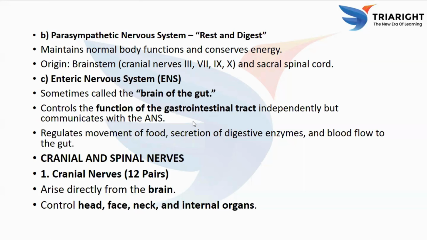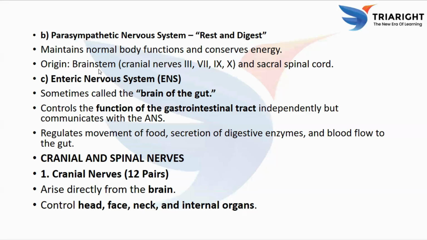Now coming to the enteric nervous system. This is a special network of nerves in the walls of the digestive tract. They can function independently, even without help from the brain or the spinal cord, but it works closely with the autonomic nervous system. So what are the functions of the enteric nervous system? They control the movement of food through the intestines. They also regulate the secretion of digestive enzymes, and they control the blood flow to the gut. Think of it as a mini brain. It manages your digestion automatically. So this is all about the autonomic nervous system.